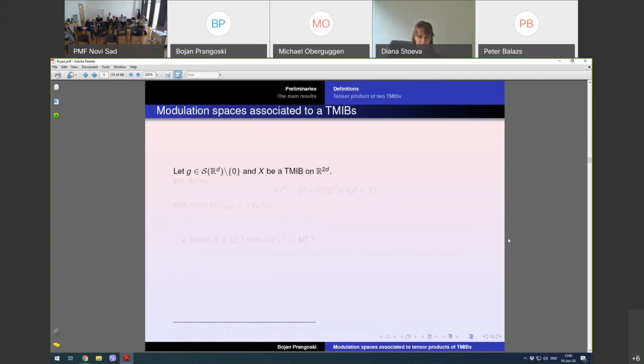Now let g be a fixed window in the Schwartz space, and let X be any translation-modulation invariant space on R^{2d}. Then we define the modulation space associated to X in the following way: it is the set of all tempered distributions such that when you take their short-time Fourier transform, you end up in the space X.